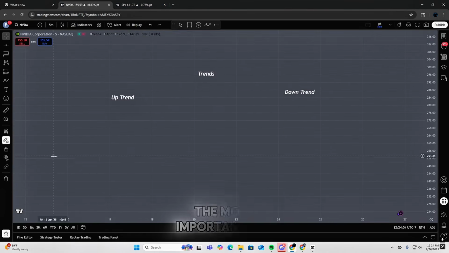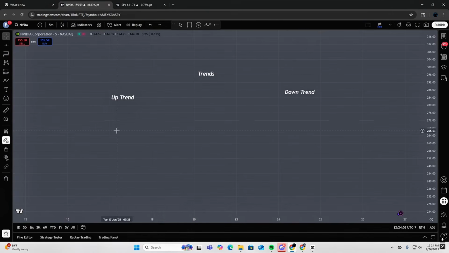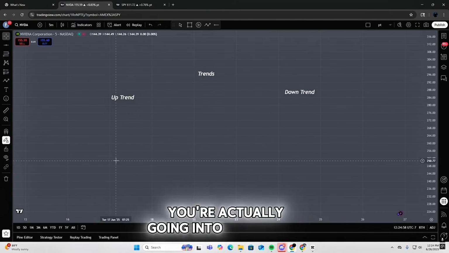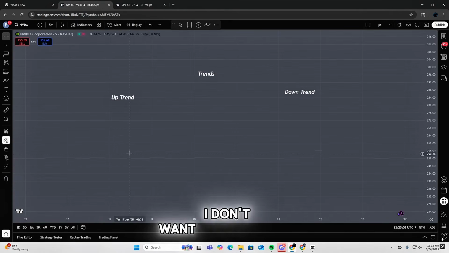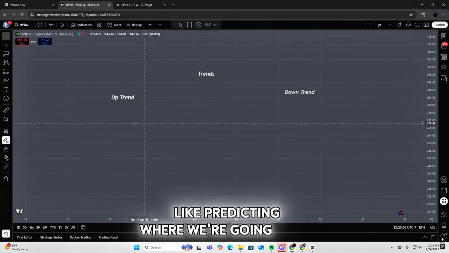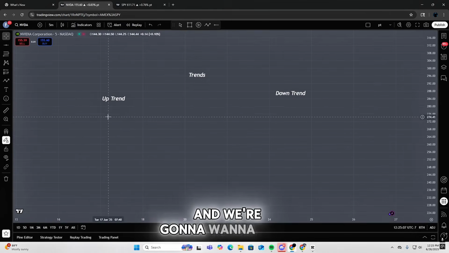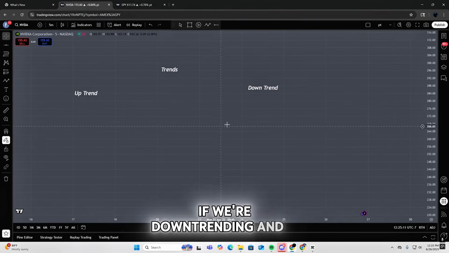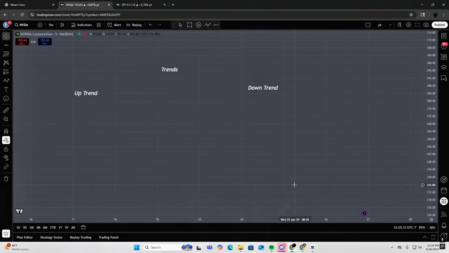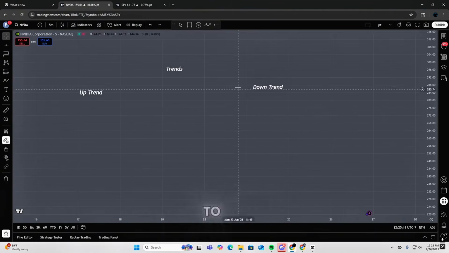All right, and now this is the most important one: trends. You've got to know which direction you're actually going in the market. I don't want you predicting where we're going. If we're uptrending, then we want to move up. We want to move with big money. If we're downtrending and we're going down, then why are we trying to go up, or why are we trying to predict it when it's a clear sign to the downside?